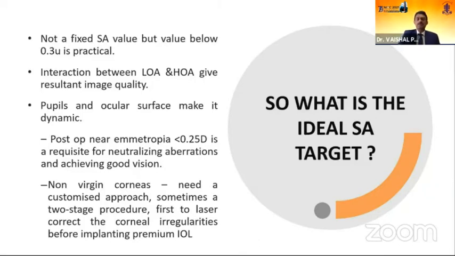So post-operatively, we need to aim for near emmetropia. That is the basic requisite for correcting aberrations. And in non-virgin corneas, we need to have a customized approach, and sometimes a two-stage procedure may be required. I'm sure Saumil is going to dwell more in detail about this topic, where we can correct the irregularity in the cornea and then implant a premium IOL.